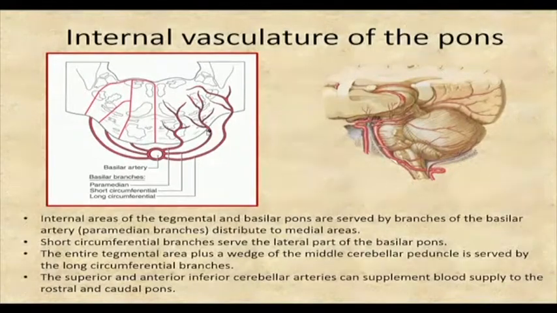So the medial aspect of the pons is going to be served by these paramedial branches of the basilar artery. And then you have two other branches that come circumferentially around this basilar pons. You have short circumferential branches and you have long circumferential branches. So the long ones are going to supply the most lateral nuclei, which you already know are sensory. So you can already start to see how different lesions in these different vessels are going to cause different symptoms in patients.